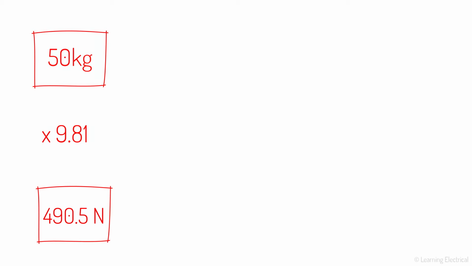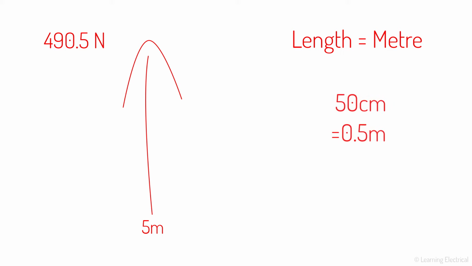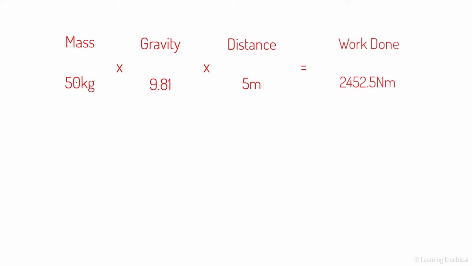So our 50 kilogram mass multiplied by gravity, or 9.81, giving us 490.5 newtons of force, now has to be lifted 5 meters into the air. The unit for length is the meter, so it would remain at 5. If the measurement was 50 centimeters, for instance, it would be written in your calculations as 0.5, as it is half a meter. So our mass times gravity times distance is now 2,452.5 newton meters, or joules.